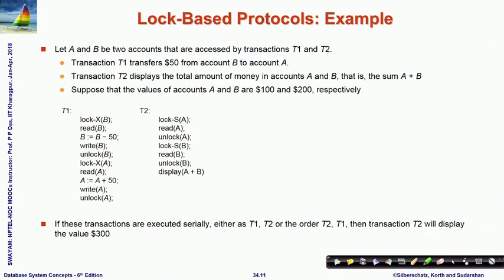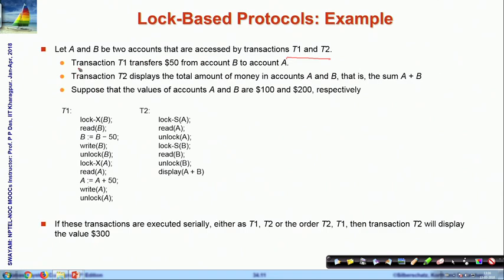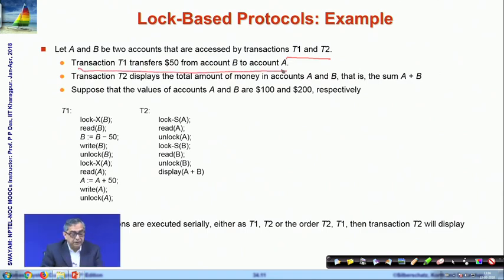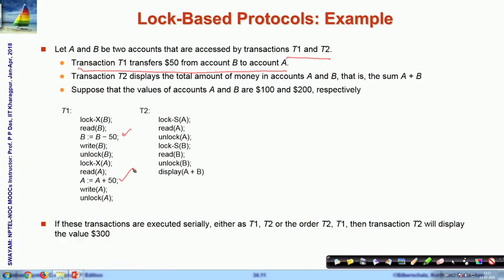So, let us come to an example. Here are two transactions T1 and T2. The transaction T1 does this operation: it transfers $50 from account B to account A. So, it debits B here, credits A here. And transaction T2 displays the total sum of money in the accounts A and B. So, it reads A, reads B, displays. And let us say initially these accounts have values 100 and 200.